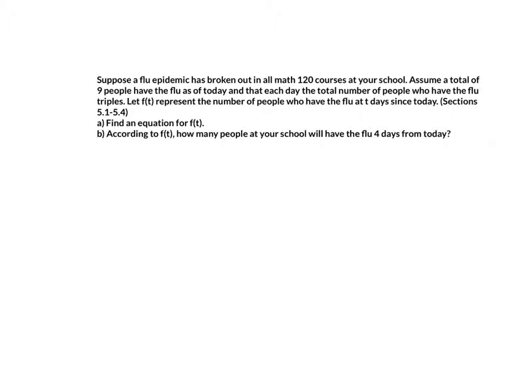First thing we want to do is find an equation. So we have our s of t, or what is it, f of t? I guess for flu. Equals a times b raised to the t. So what is our base multiplier? Well, the word that shows multiplying is the word triples. Triples means that each day it multiplies by 3. So I'm going to put that in for my b. What is our initial value? It says that 9 people have the flu as of today, and so that is my initial value. And that is our equation.